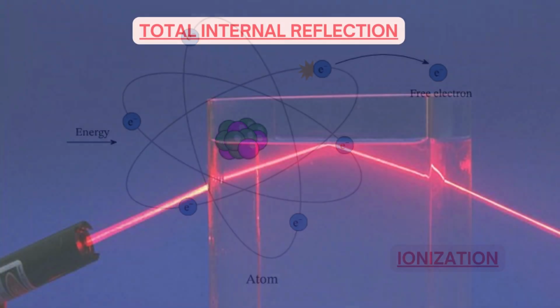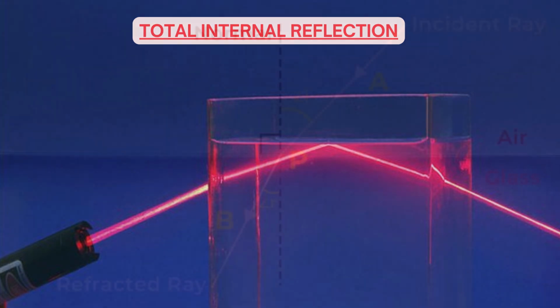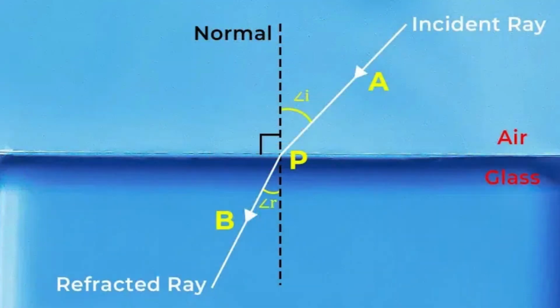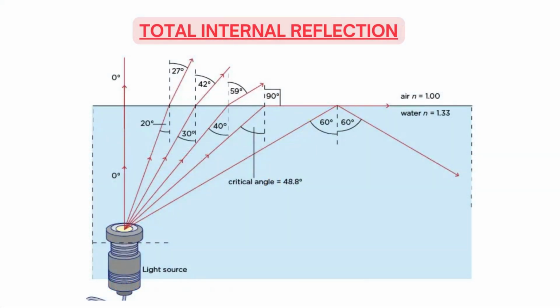Total internal reflection. We studied in the previous video that when a wave travels from one medium to another with a different refractive index, it changes its speed and direction. So if you point a torch from the bottom surface of a swimming pool towards the water surface, as it leaves water and travels in air, it will accelerate and turn away from normal.